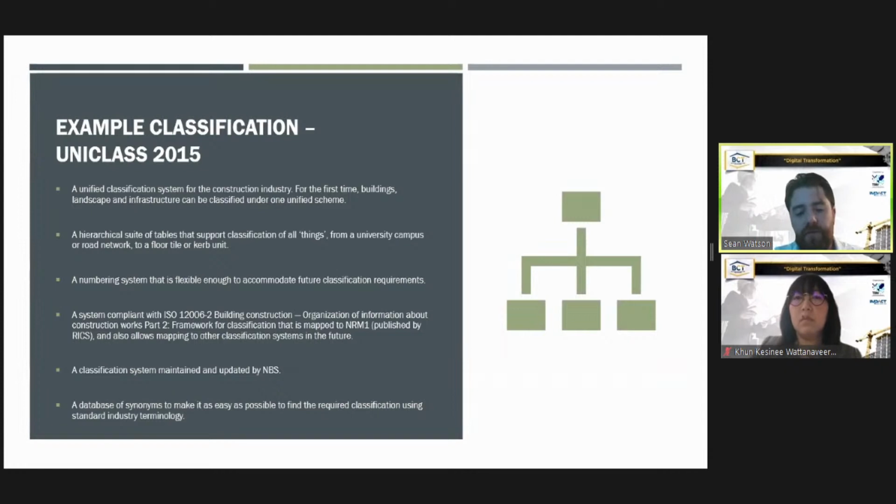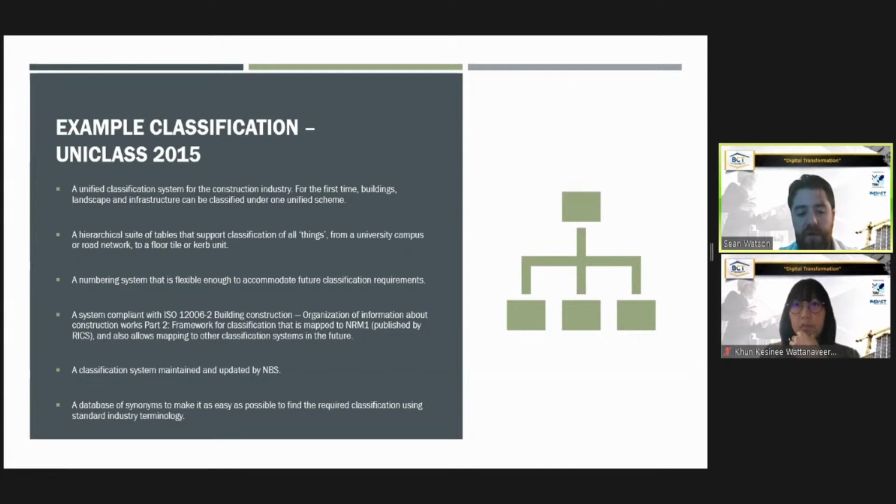So we looked at which classification system would suit the activity that we're trying to achieve, and we looked at applying Uniclass. So what is Uniclass? It's a system that identifies buildings, whether they're part of landscaping, infrastructure can also be identified under a single classification scheme. It's basically a hierarchy suite of tables. And it's flexible enough to accommodate future requirements. The company maintaining Uniclass is the NBS, and they're continually updating and releasing the new updates. So it's held and managed by the NBS.